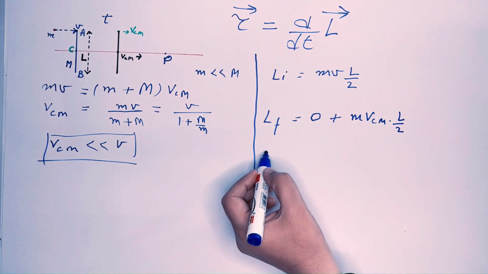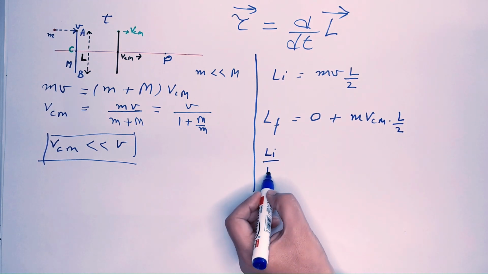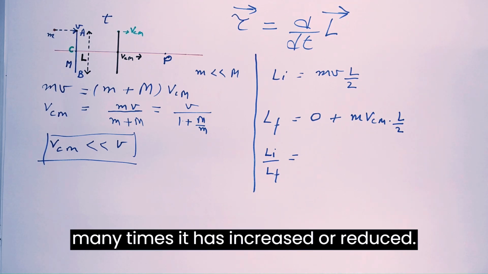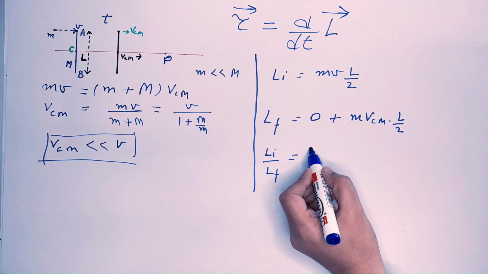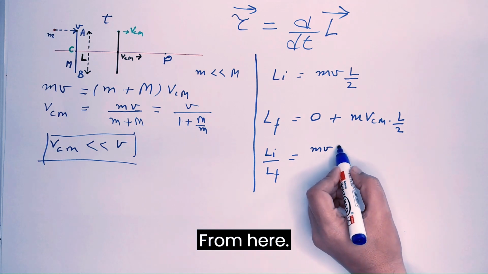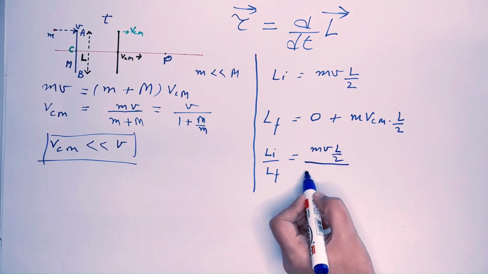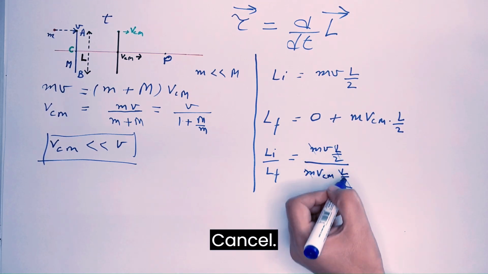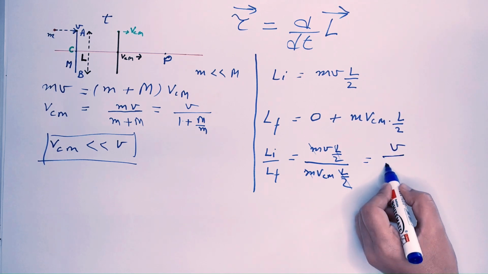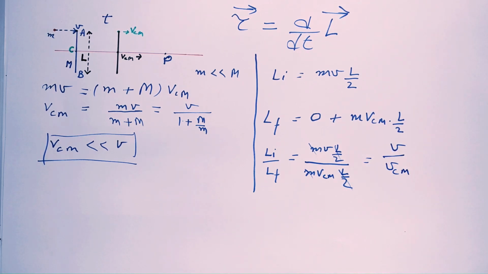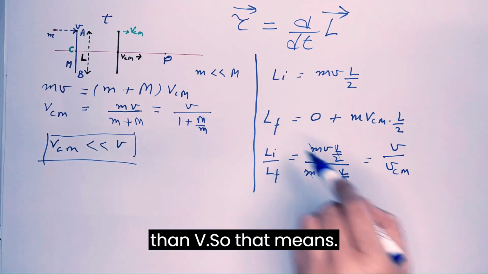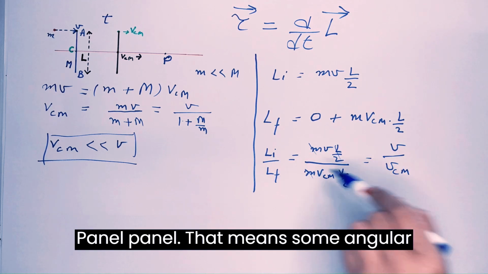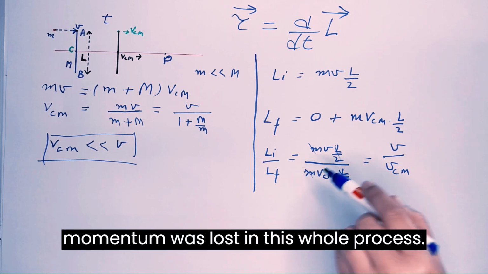Okay, now let's see L initial upon L final. Let's see how many times it has increased or reduced. The terms cancel. So here you see VCM is very less than V. That means L initial is very high compared to L final. That means some angular momentum was lost in this whole process.